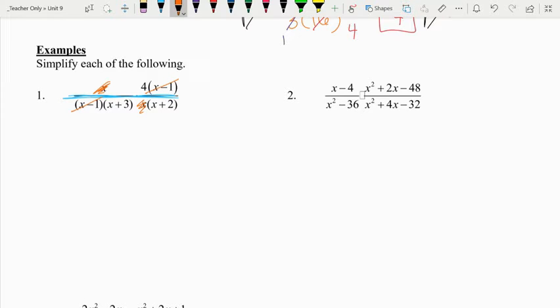Nothing else overlaps, right? Especially like this 4 and the 2. I can't reduce that to 2 over 1, because that's not just a 2, that's x plus 2, and I would need that whole unit. So my final answer would be 4 over x plus 3 and x plus 2.